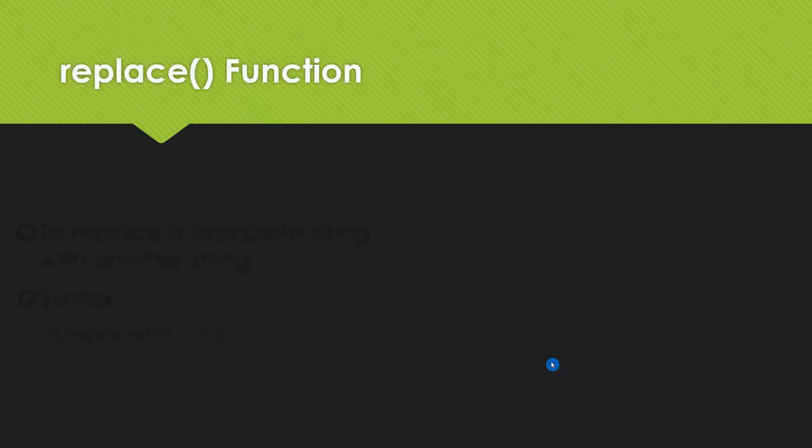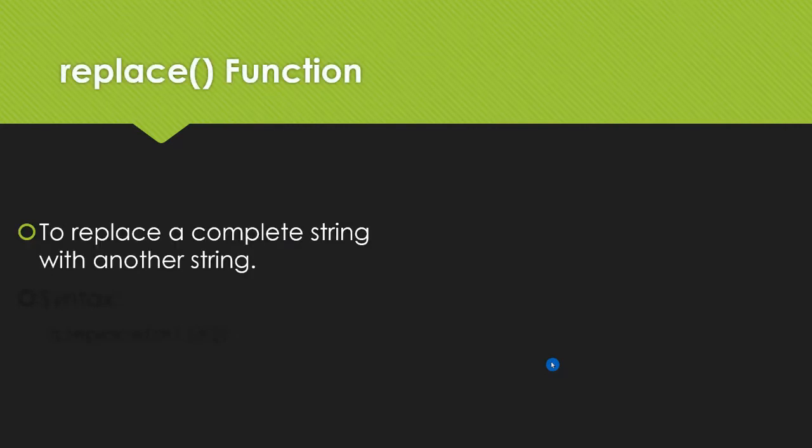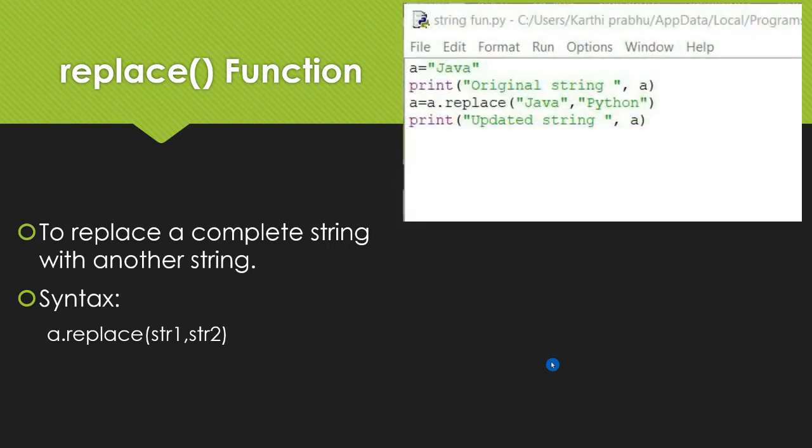Next we are going to see the replace function. This will replace the string with another string which we are giving in the input. Syntax for this is a dot replace string 1 comma string 2. String 1 is the older string, string 2 is the newer string. Now string 1 will be removed and string 2 will be added. Example, a is equal to Java, that is the original string. Now I am replacing, a dot replace open bracket Java into Python. This is string 1 and this is string 2.